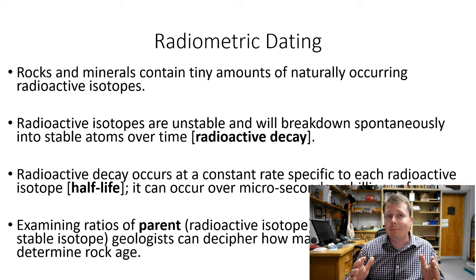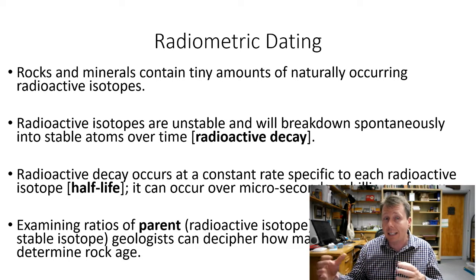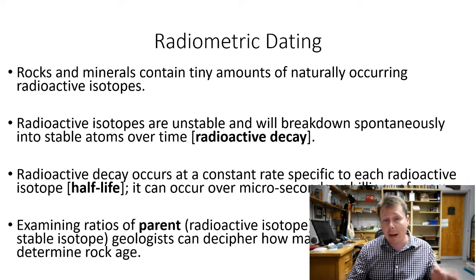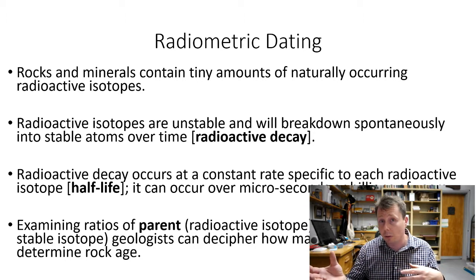So I'm paraphrasing a lot here, because when you get into uranium dating, there are chains of radioactive decay that can occur, and chains of different transmutations going on, where one isotope is converting to another and another. But for the purposes of this class, think of the parent as the radioactive isotope, and the daughter as a new stable product that's being created.